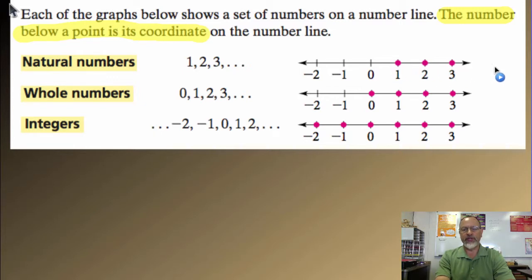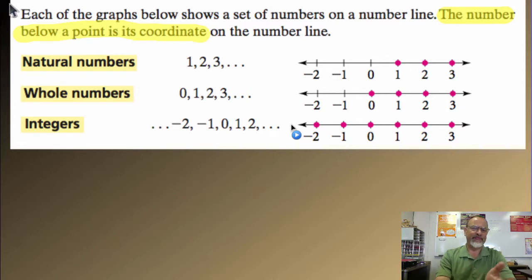Okay, the numbers 1, 2, 3. Remember, the natural numbers are all the positives, not including 0. The whole numbers include the number zero and the positives. And then the integers include the whole numbers and their negative numbers. Now, we're not talking about any fractions here, no rational numbers.